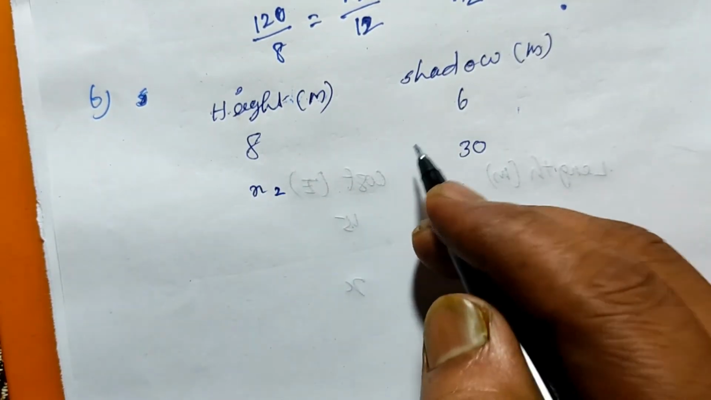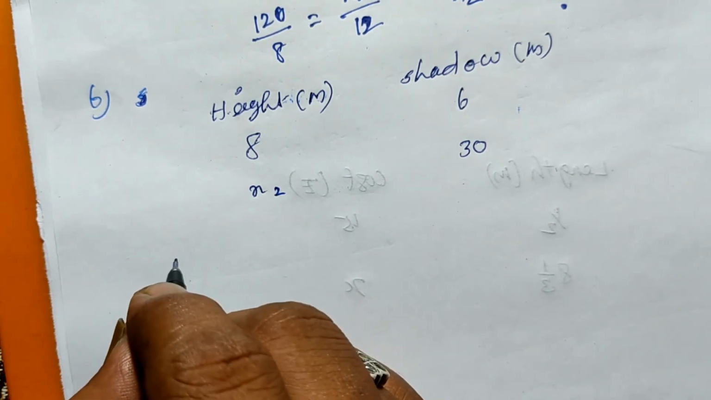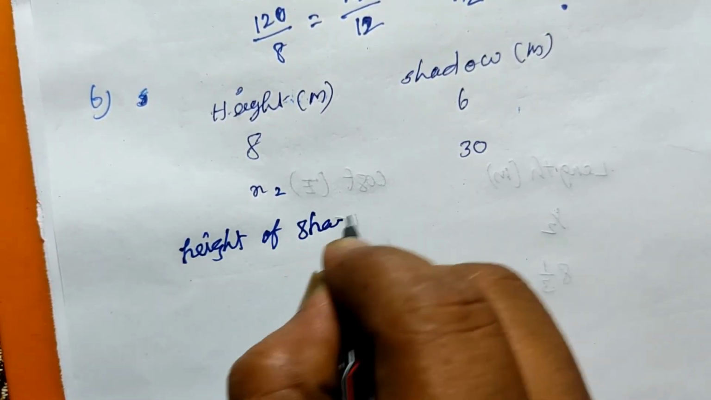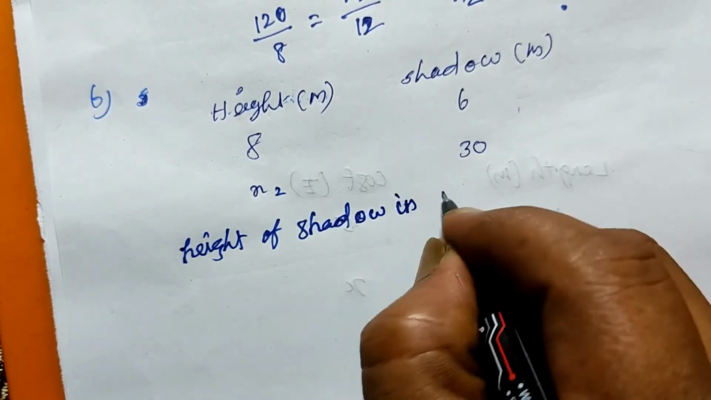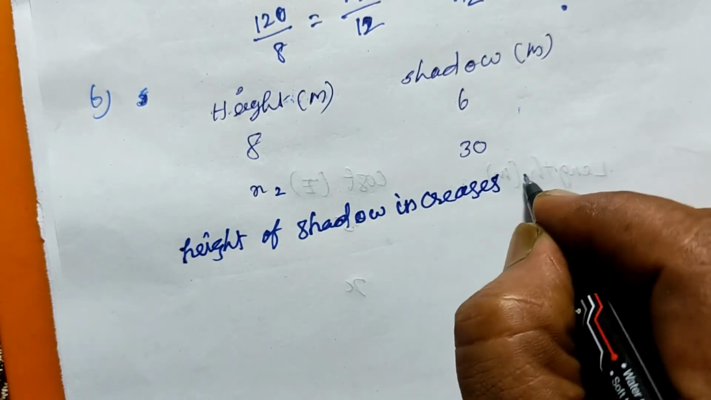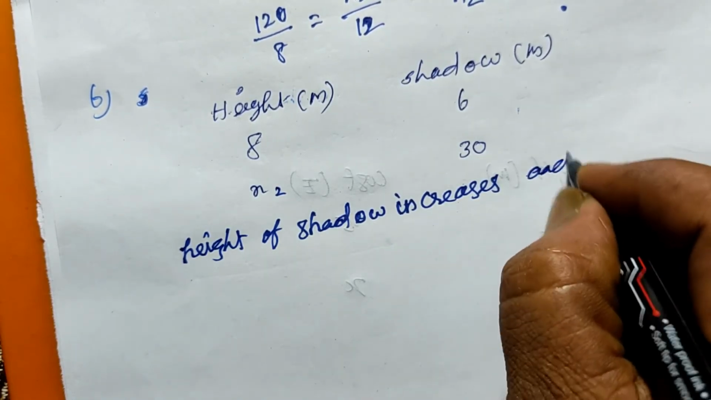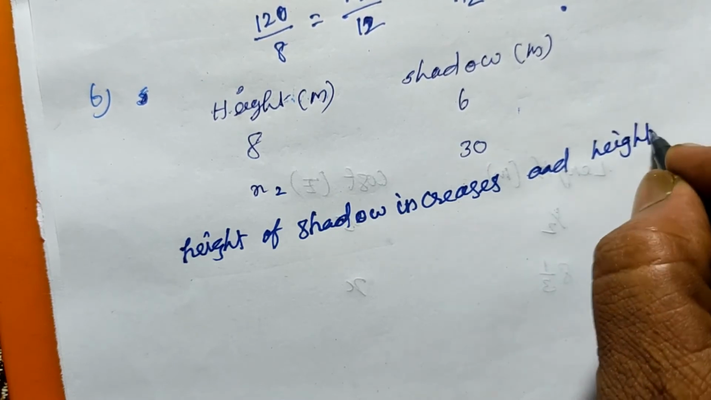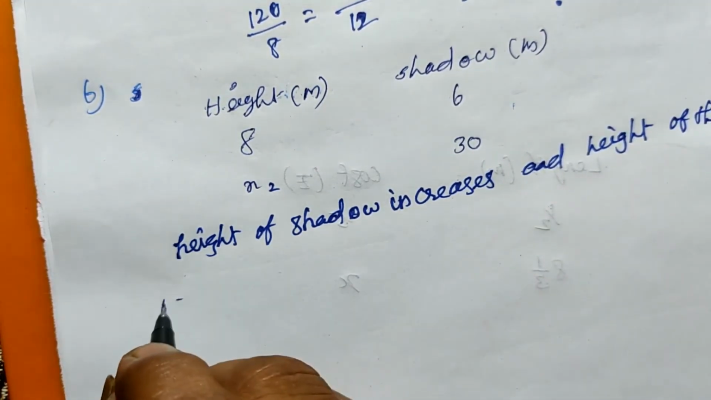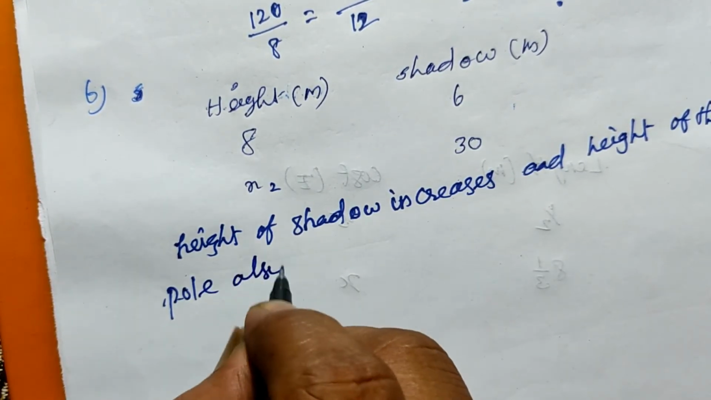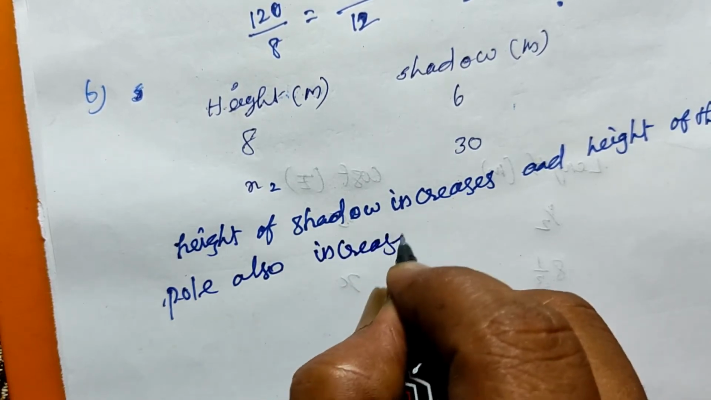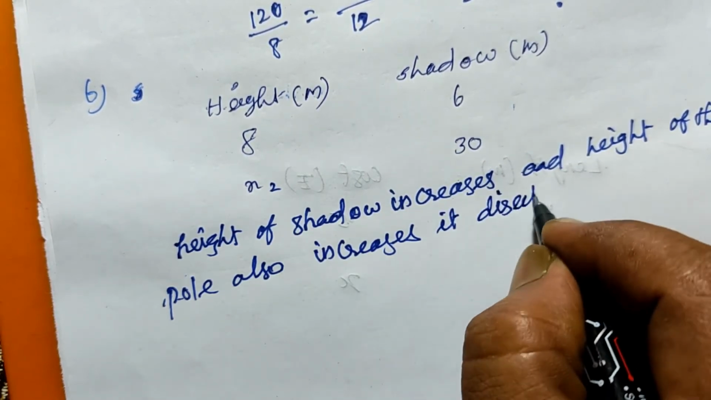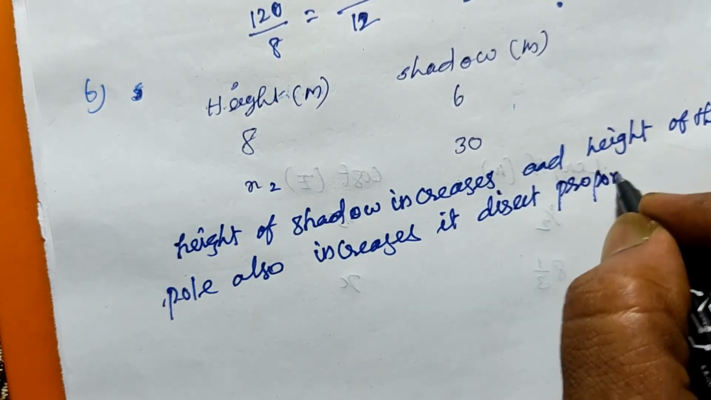So it is called direct proportion. So height of shadow increases and height of the pole also increases, right? It's direct proportion.